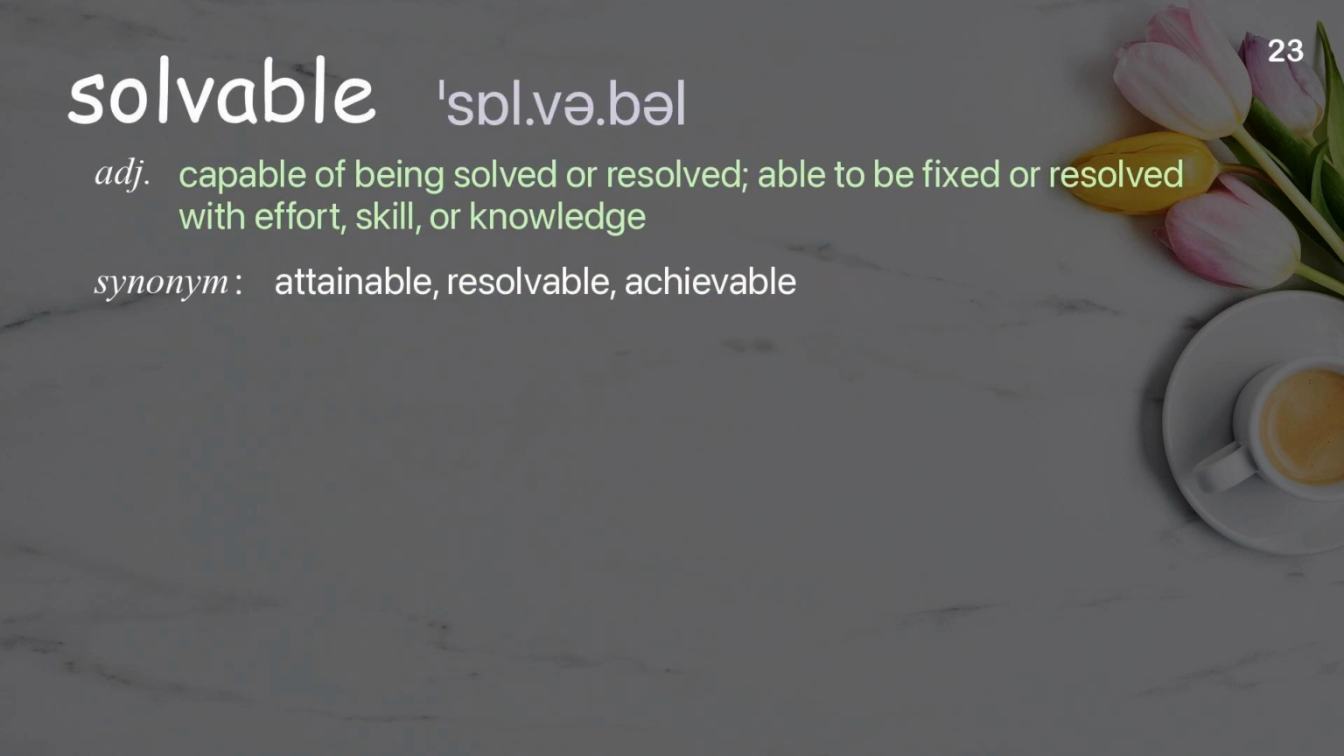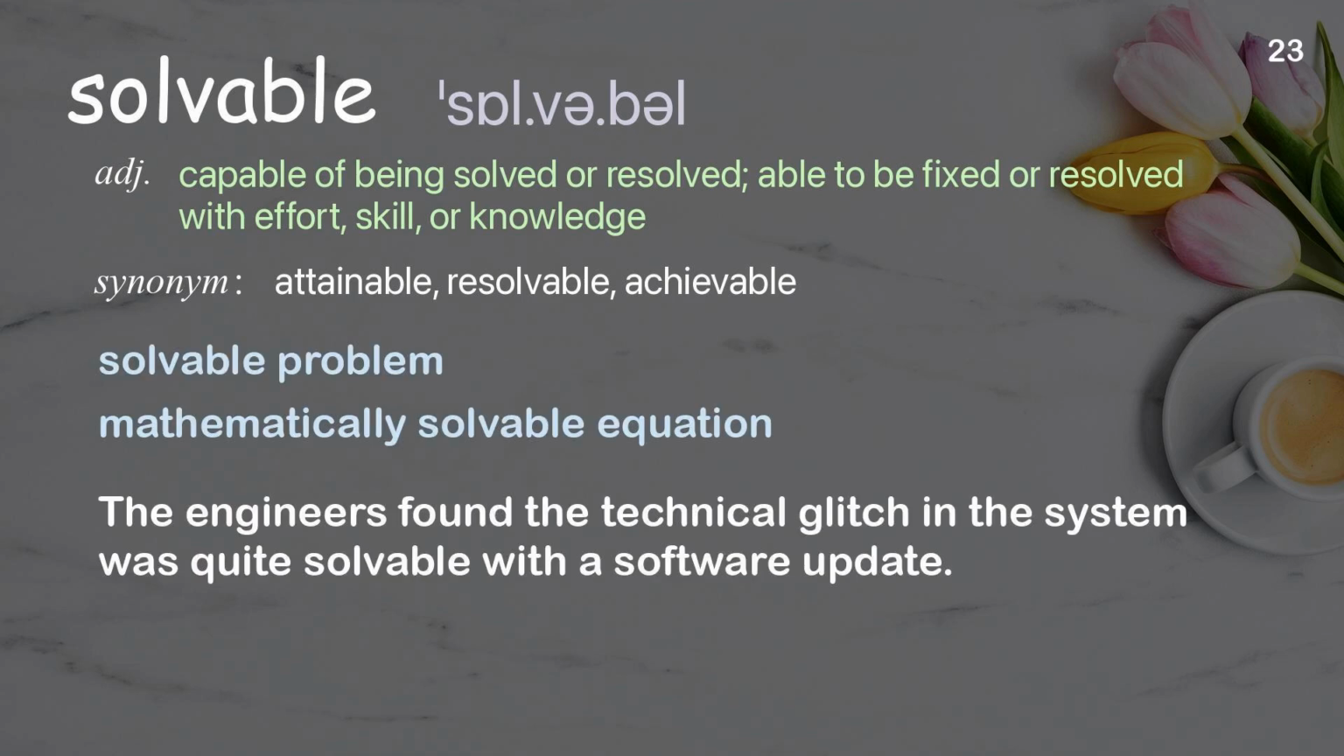Solvable. Capable of being solved or resolved, able to be fixed or resolved with effort, skill, or knowledge. Examples: Solvable problem. Mathematically solvable equation. The engineers found the technical glitch in the system was quite solvable with a software update.